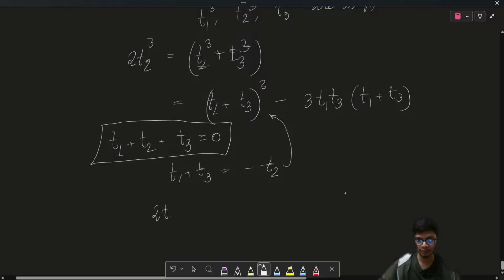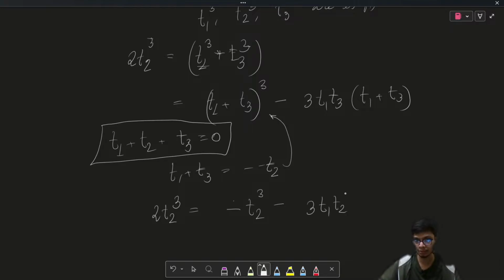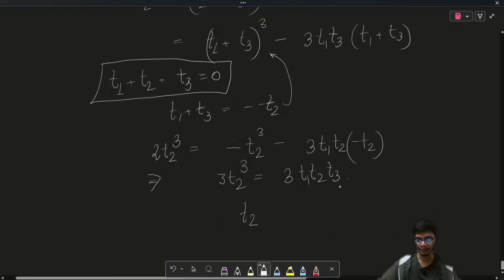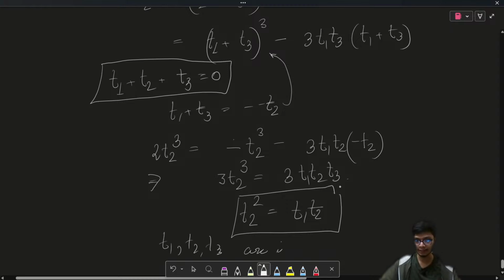So from here I will get 2 times t2 cube equals minus t2 cube minus 3 times t1 t3 times minus t2, right? This is how the expression would look, and if I simplify this expression, I get 3 times t2 cube equals 3 times t1 t2 t3. From here, another very important relation I will get is t2 square equals t1 t3, right? That basically means that t1, t2 and t3 are in GP.